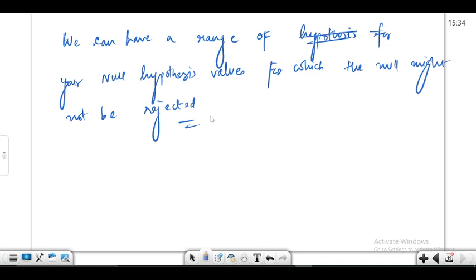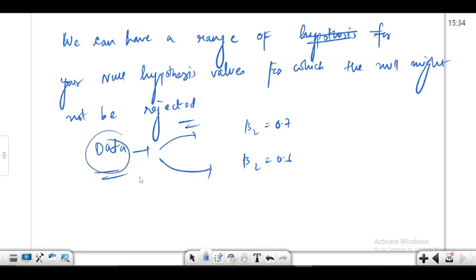with the data. So whatever data I've chosen to test my null hypothesis, for a given hypothesis the data might give evidence in favor of the hypothesis, but for a different hypothesis also, just like we saw when beta 2 was 0.7 and beta 2 was also 0.6. So in both the hypotheses, the data is giving me evidence to not reject the null, or accept the null. So this can be a case.